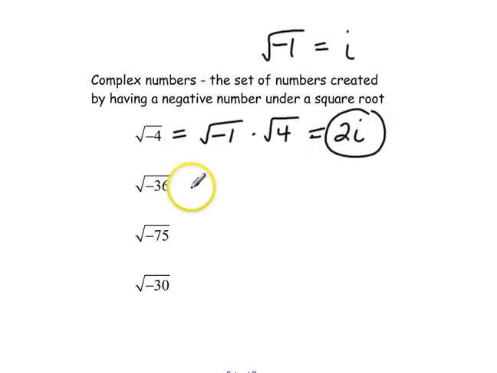For the square root of -36, we take the negative under its own square root, so the square root of -1 times the square root of 36. So that's going to be i times 6, or 6i.